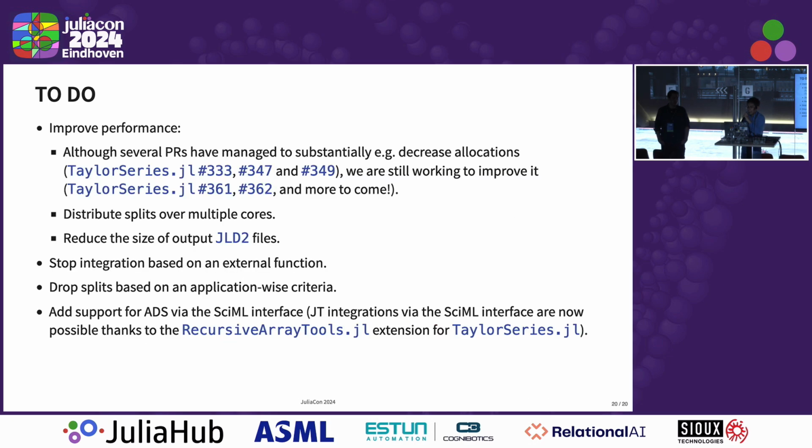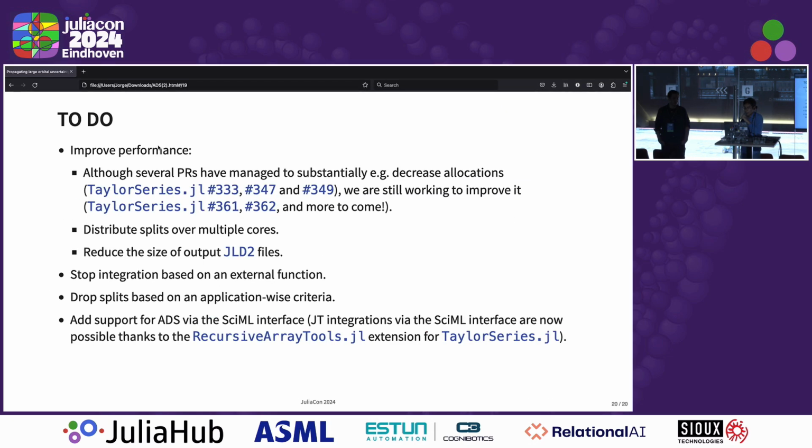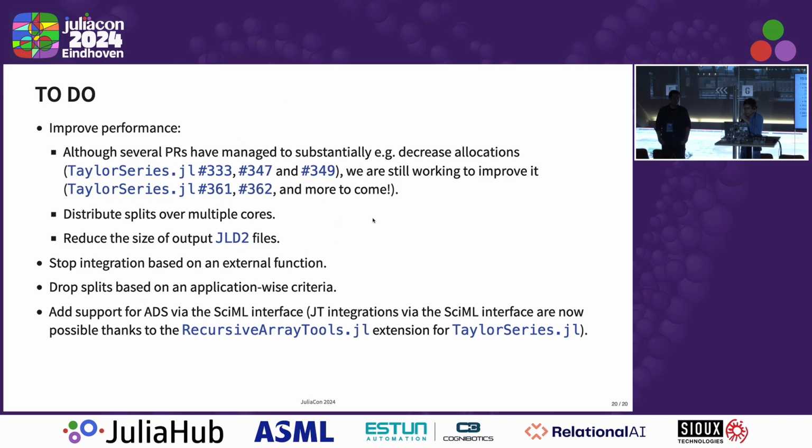Now, this ADS implementation is still a work in progress. We have still a lot to do, especially to improve performance. Most of the performance in Taylor integration heavily depends on Taylor series. So previous version of Taylor series used to do a lot of intermediate allocations when operating with polynomials. So a lot of recent PRs have reduced significantly the number of allocations, but there's still a lot to do.